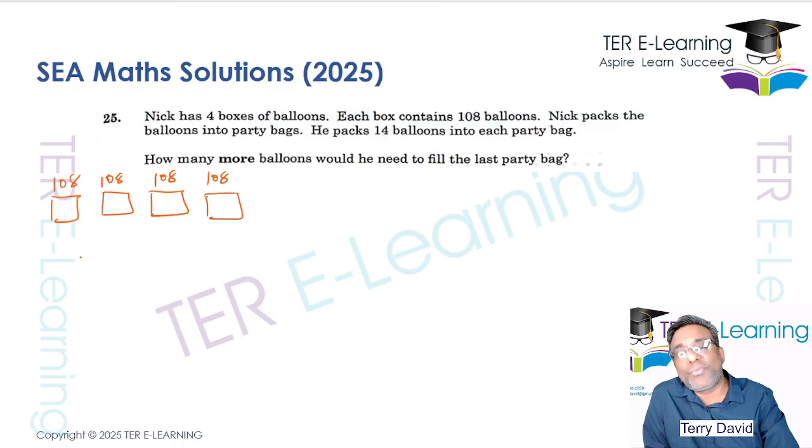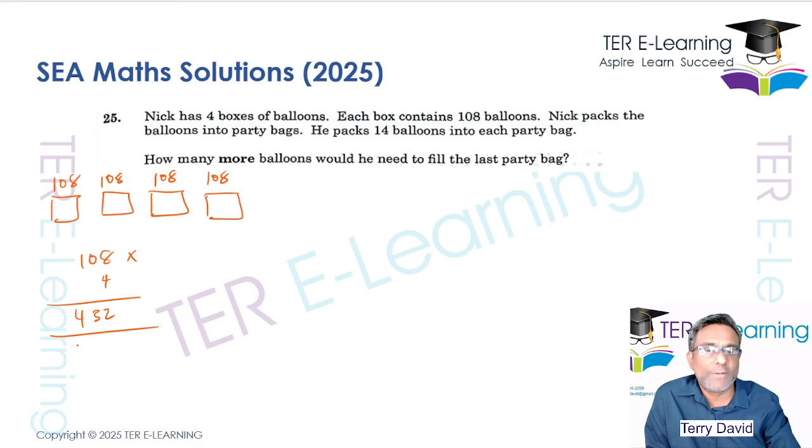So what you're going to do first of all is to figure out how many balloons you have. So that's going to be 108 multiplied by 4. So that's 8 4s are 32. Right? 1 4 is 4. So you have a total of 432 balloons. Now you're taking these balloons and you're placing them into some party bags. In which case we're going to take the 432, and you're placing how many? 14. So you're going to divide this by 14 here, right?